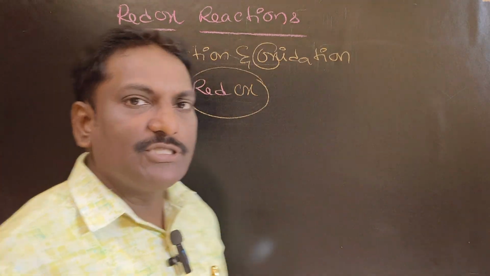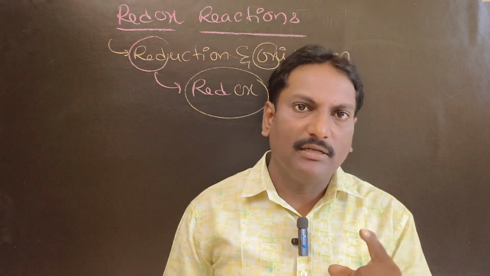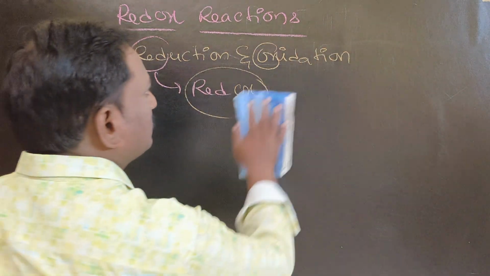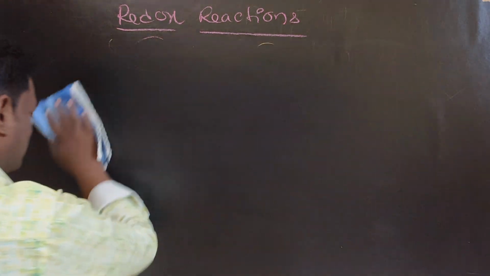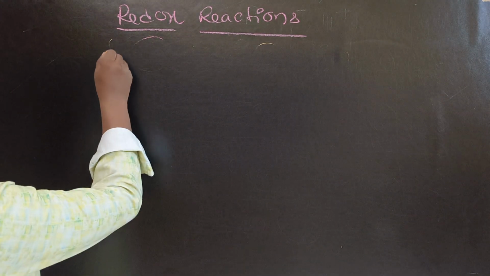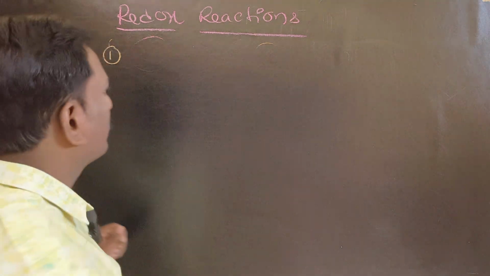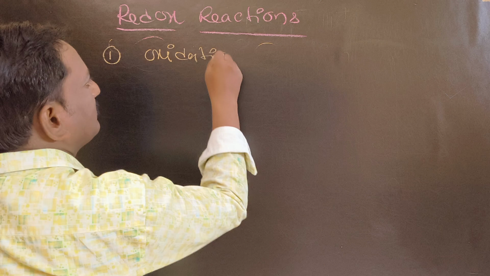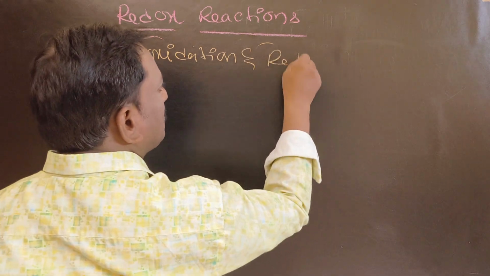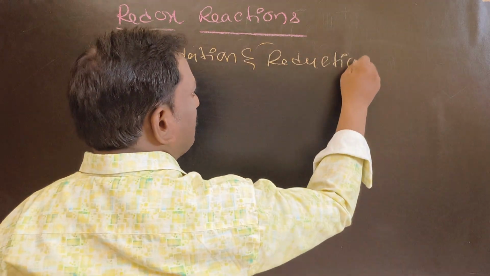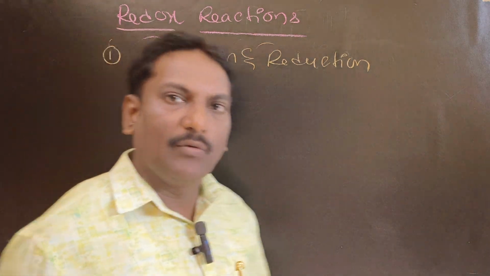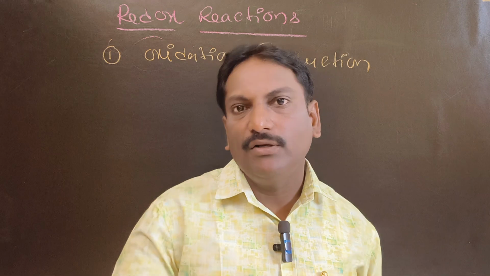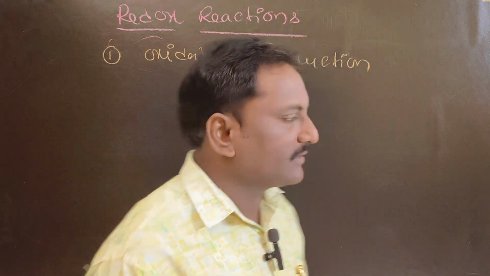So what kind of questions will you get in the case of redox reactions? Let me write on the board. Please copy that. In the case of redox reaction, you will get three kinds of questions. Question number one: identification of oxidation and reduction in the given reaction. They will give one equation or reaction in the examination, and we need to identify which one is the oxidation and which one is the reduction.